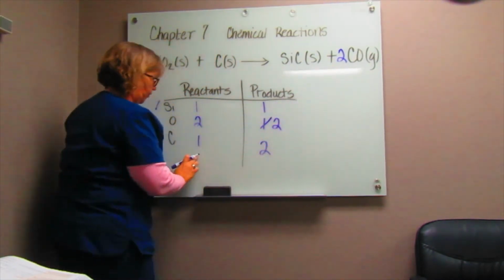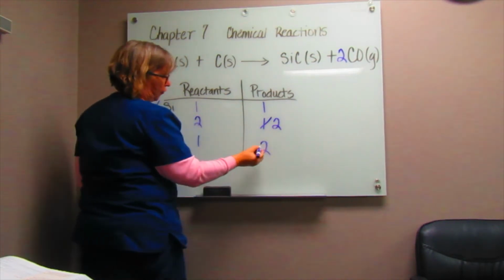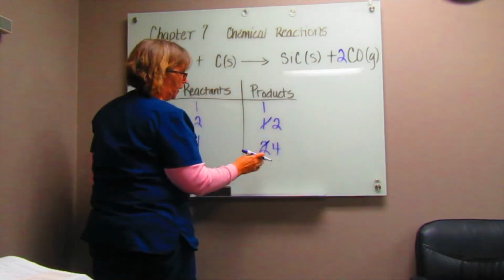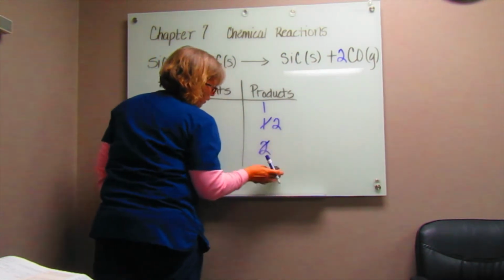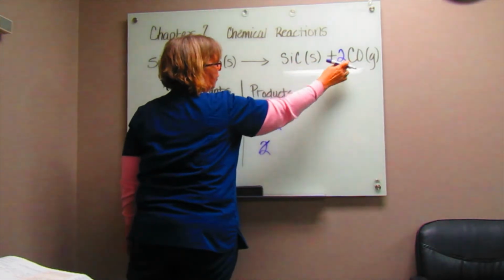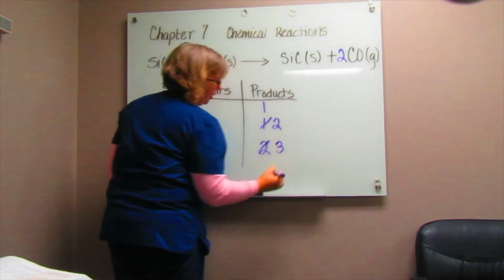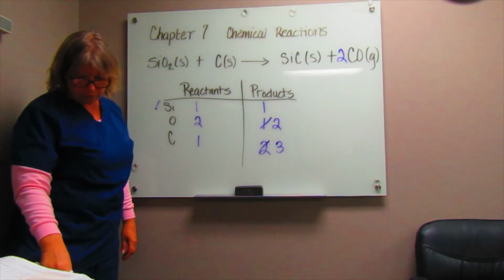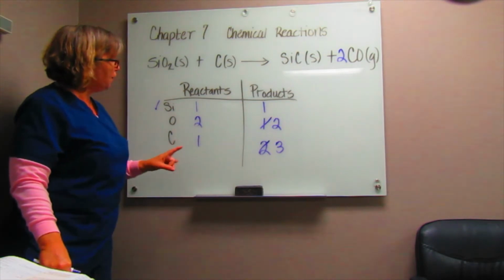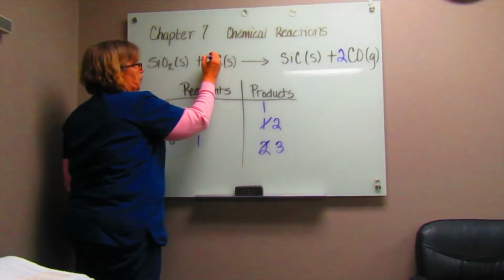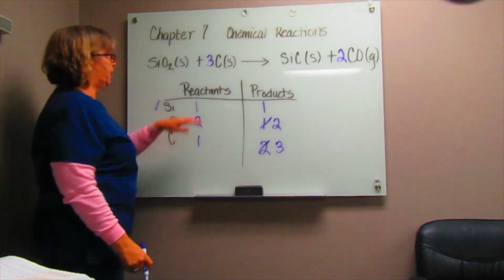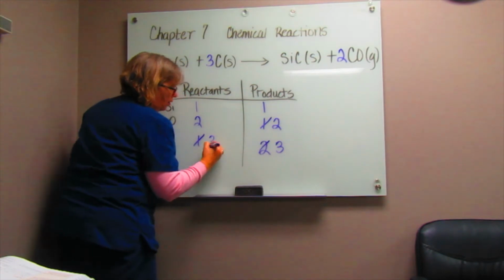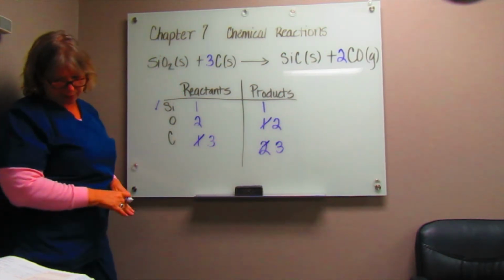But then it changes our number of carbons, okay? So we go from 2 carbons to 4 carbons, right? Or 3 carbons, excuse me, because we have 1 carbon here and 2 carbons there. So now we have 3 carbons, okay? So in order to balance our carbons, we need to put a 3 coefficient in front of the lone carbon on the reactant side. And now we have a balanced chemical equation.